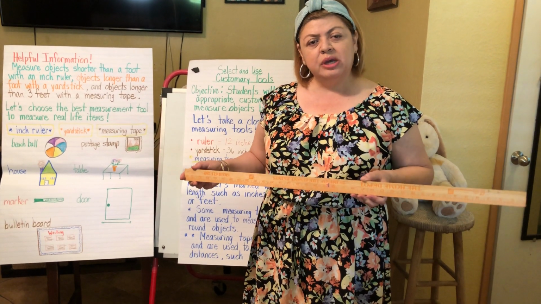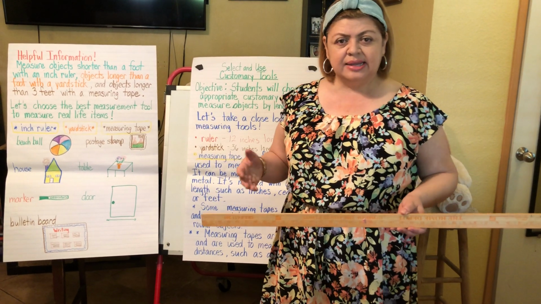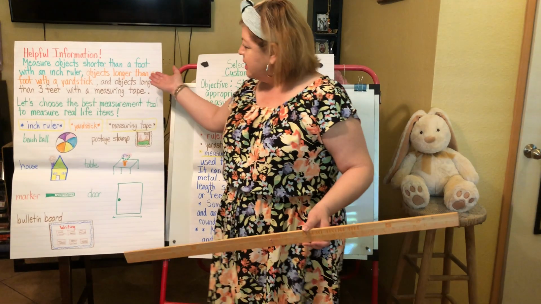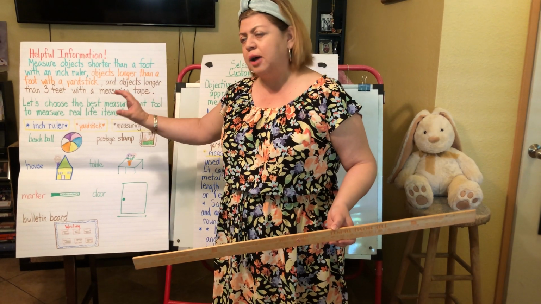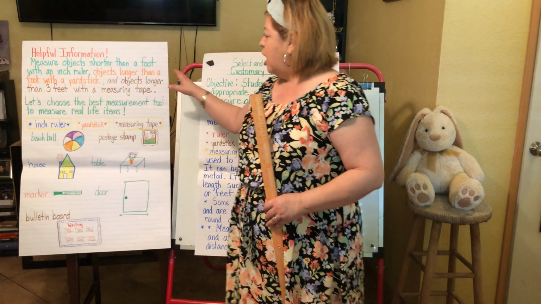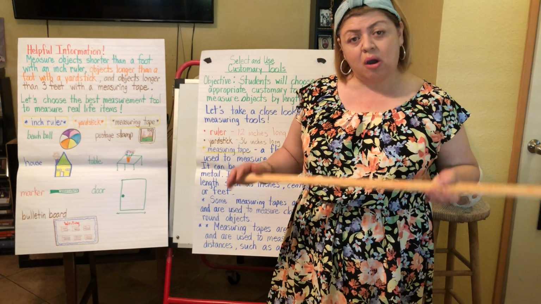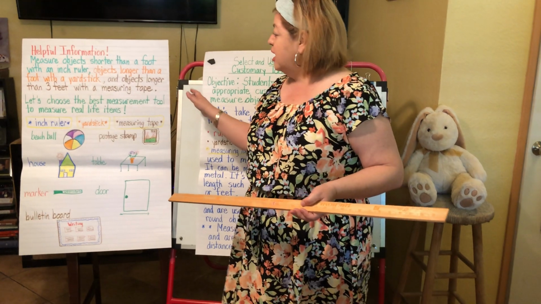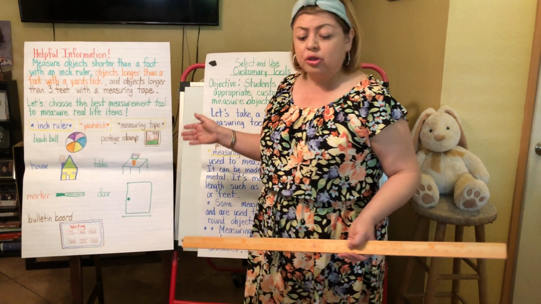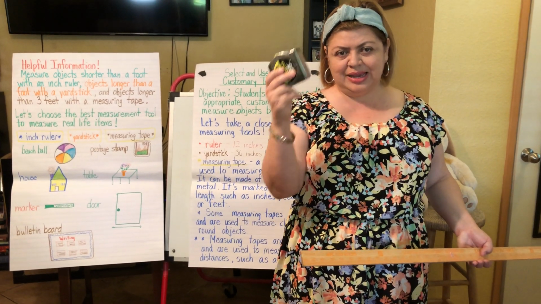What I really want you to understand is that we have different measuring tools, and each measuring tool is used to measure something based on the size of the object. So once again, shorter objects or small objects are measured with an inch ruler. Objects that are more than 1 foot long are measured with a yardstick. And any object that is longer than 3 feet, you would want to use a measuring tape.